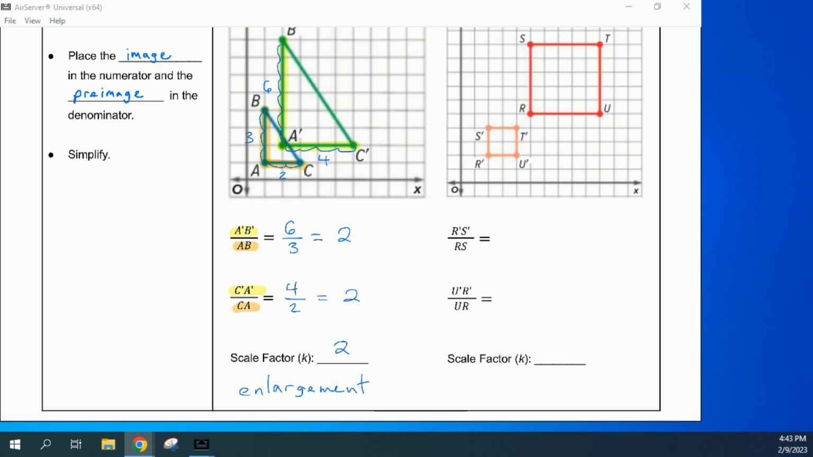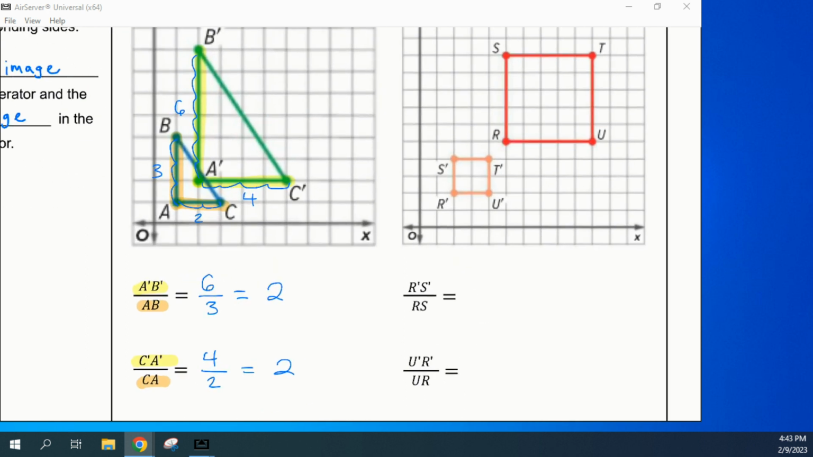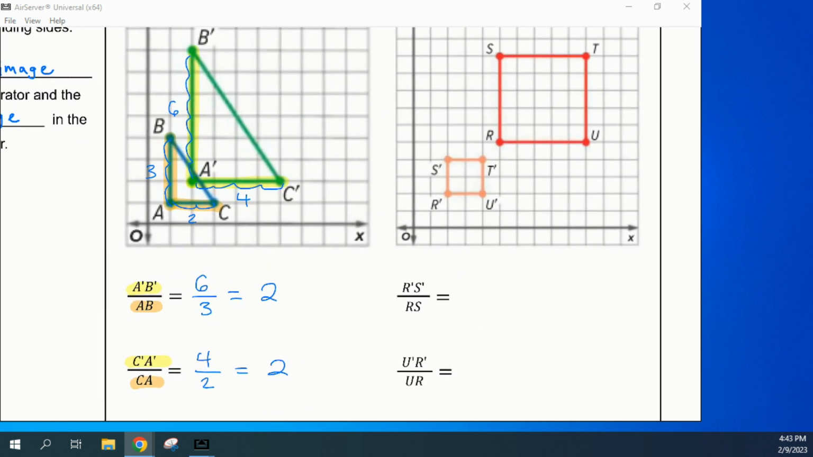Okay, hopefully you paused the video. If you didn't, well, here we go. So R prime, S prime, it looks like 1, 2, 3, 4, 5. Looks like it's going to be 5. And R to S is 2. So that would give us a scale factor of 5/2, or you could say 2.5, which it really doesn't matter. Any of those are fine. Let's just do that because you guys like decimals better. So 2.5.